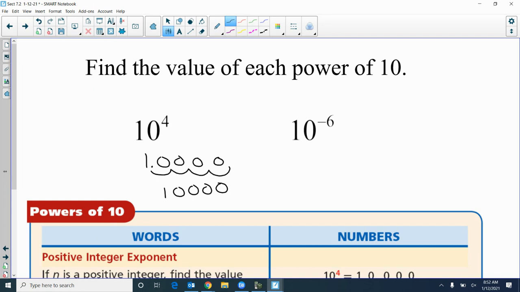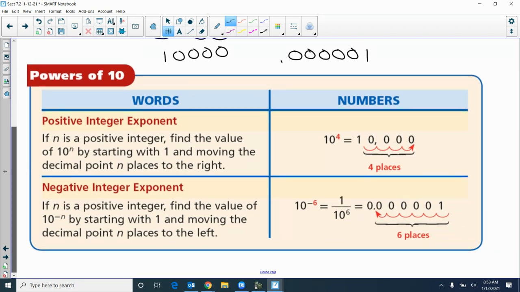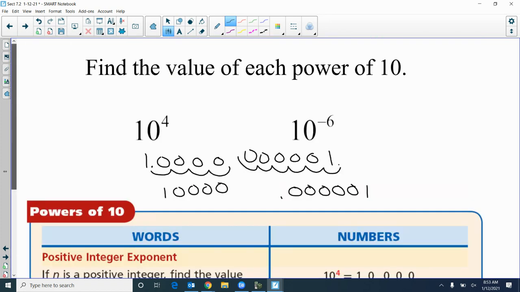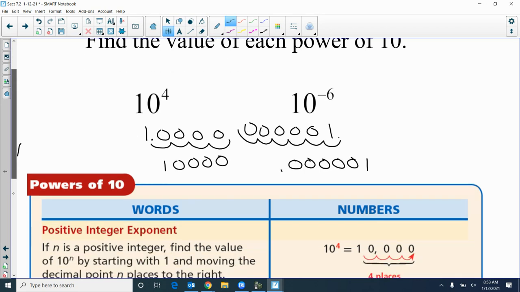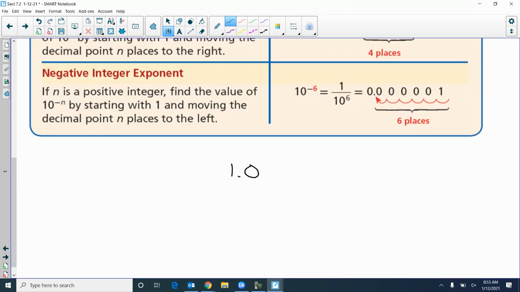10 to the negative 6, start with the number 1 point and then move it left 1, 2, 3, 4, 5, 6. So you move it 6. Now, you got to watch. If it's a positive number, you're going to add that many zeros. If it's a negative exponent, you're actually going to add 1 less. So if it's 10 to the negative 6, you're actually going to add 5 zeros. But the key is you start with the number 1 and you move left or right off of the number 1. So when I say the number 1, 1.0.